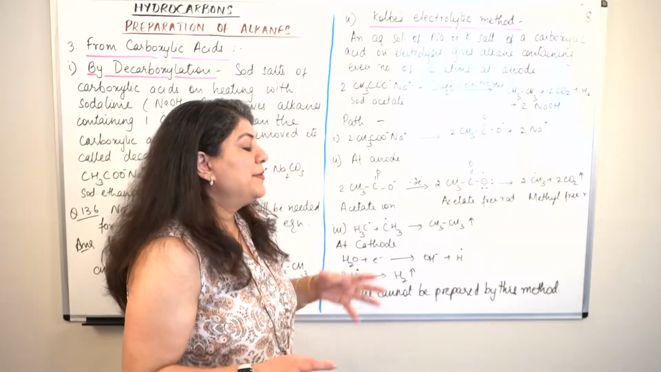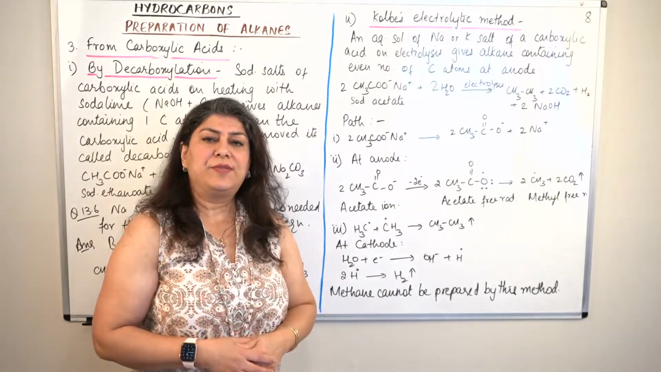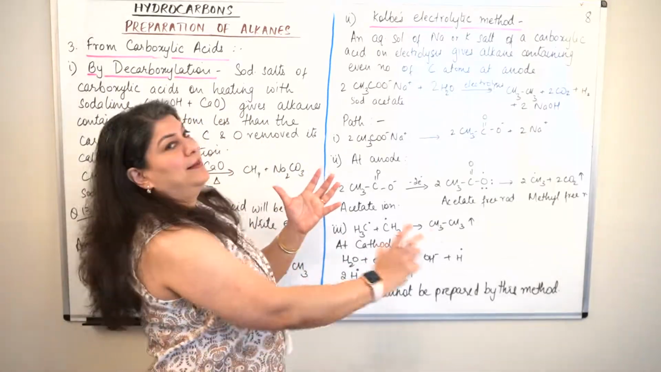Now, how does this reaction take place? How do we get these products, and why do we need electric current to carry out this process? So let us see what is the path that they follow.